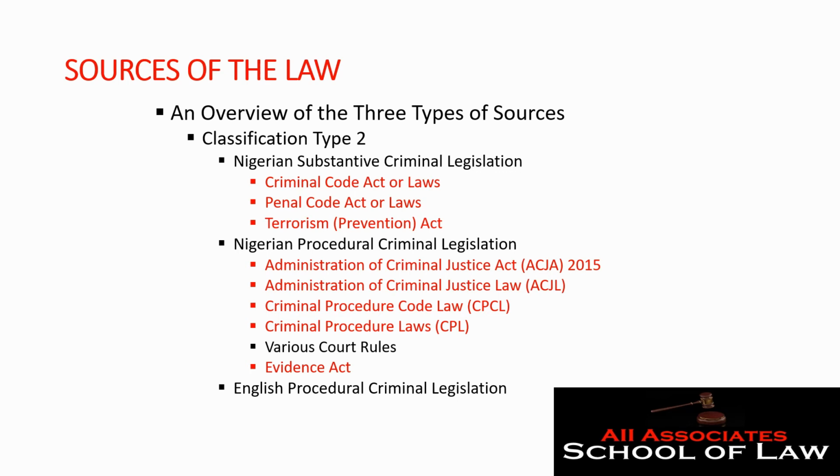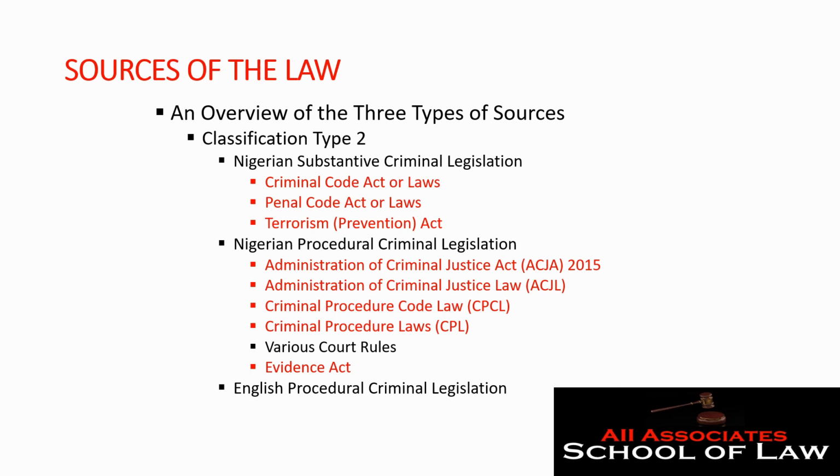Moving on to the procedural criminal legislation. It all began with the Criminal Procedure Ordinance of 1876, which was enacted in 1903 in the South, and H.C. Gollan's Criminal Procedure Proclamation of 1903 in the North. Following the amalgamation, we had a consolidating ordinance known as the Nigerian Criminal Procedure Ordinance of 1914. Subsequently, Northern Nigeria adopted the Criminal Procedure Code, while Southern Nigeria went with the Criminal Procedure Act.